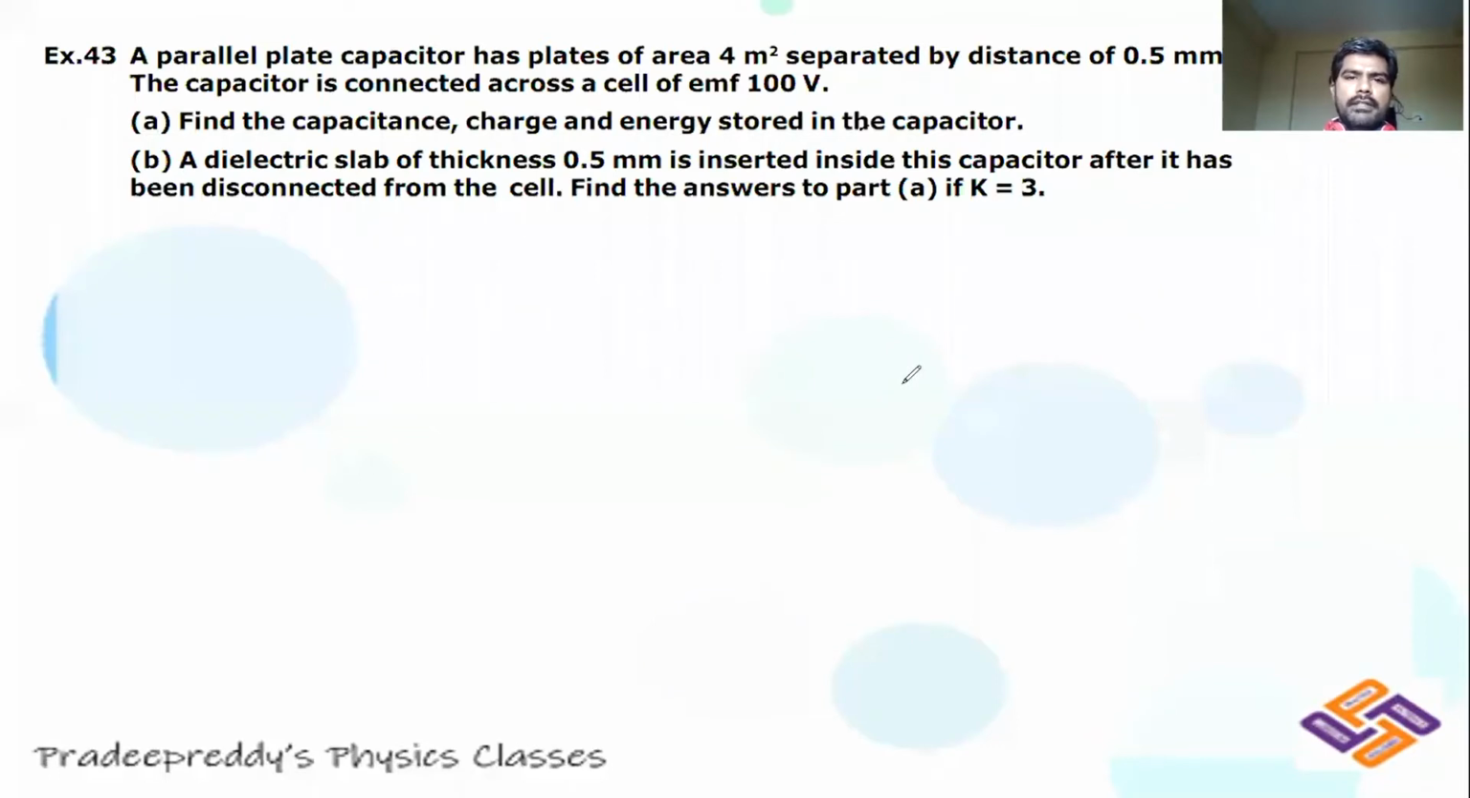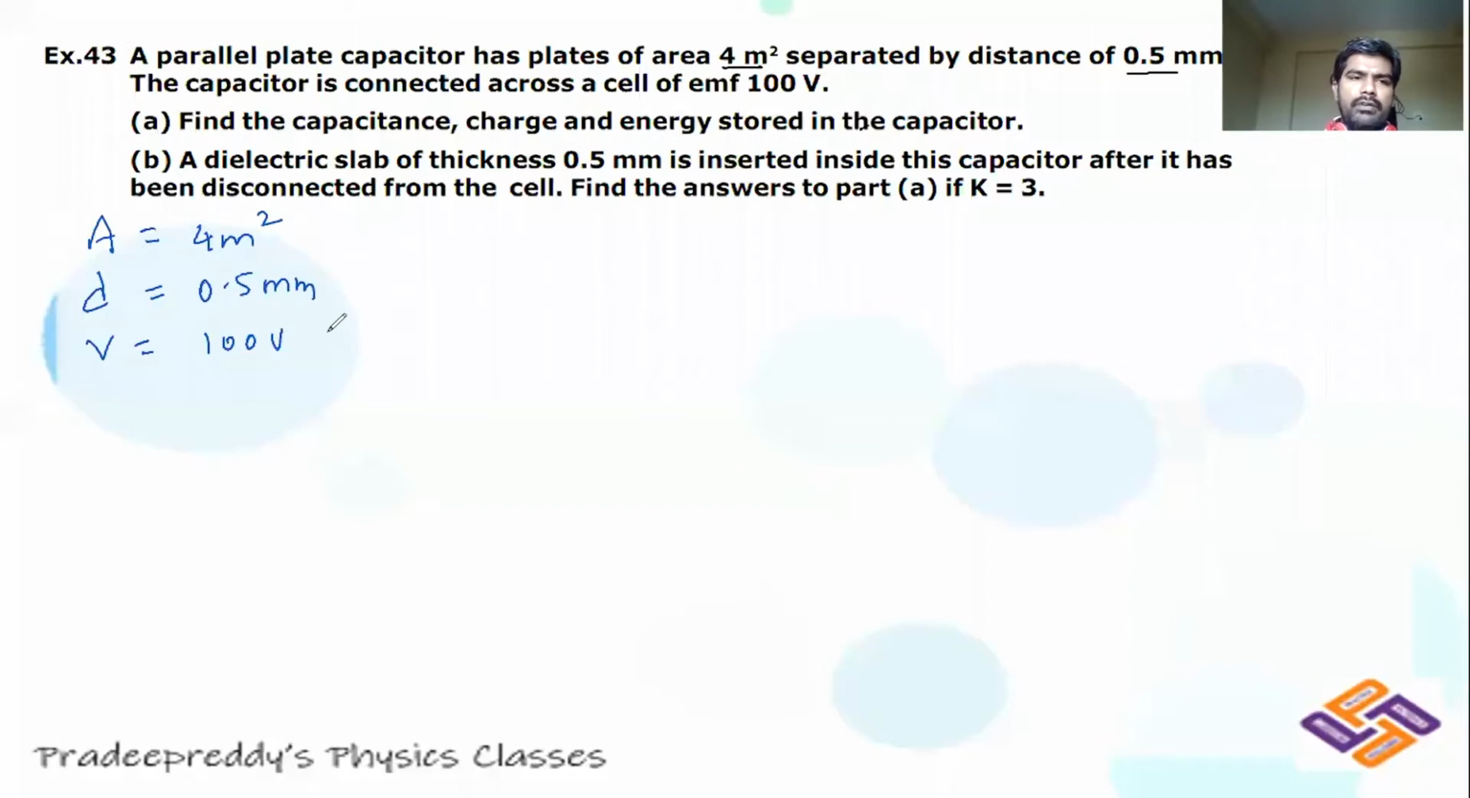See, we have a problem here, and in this problem it is mentioned a parallel plate capacitor has a plate's area 4 meter square separated by a distance 0.5 millimeter. So whatever is given to you in the problem, first you note down that area of cross section is 4 meter square, and the separation between the plates is 0.5 millimeter. The capacitor is connected across a cell of EMF 100 volt. So potential is given as 100 volt.